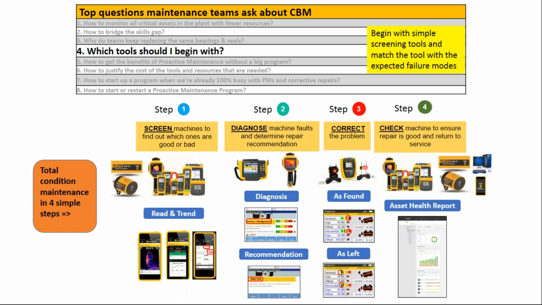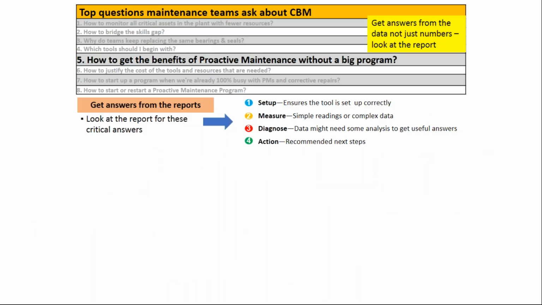Then we're going to track that machine using wireless sensors and other tools to track the machine health over time so we know when it gets bad again. So again, start with simple screening tools and then match the right tool to the right failure mode. We're going to talk about that in just a couple of slides.